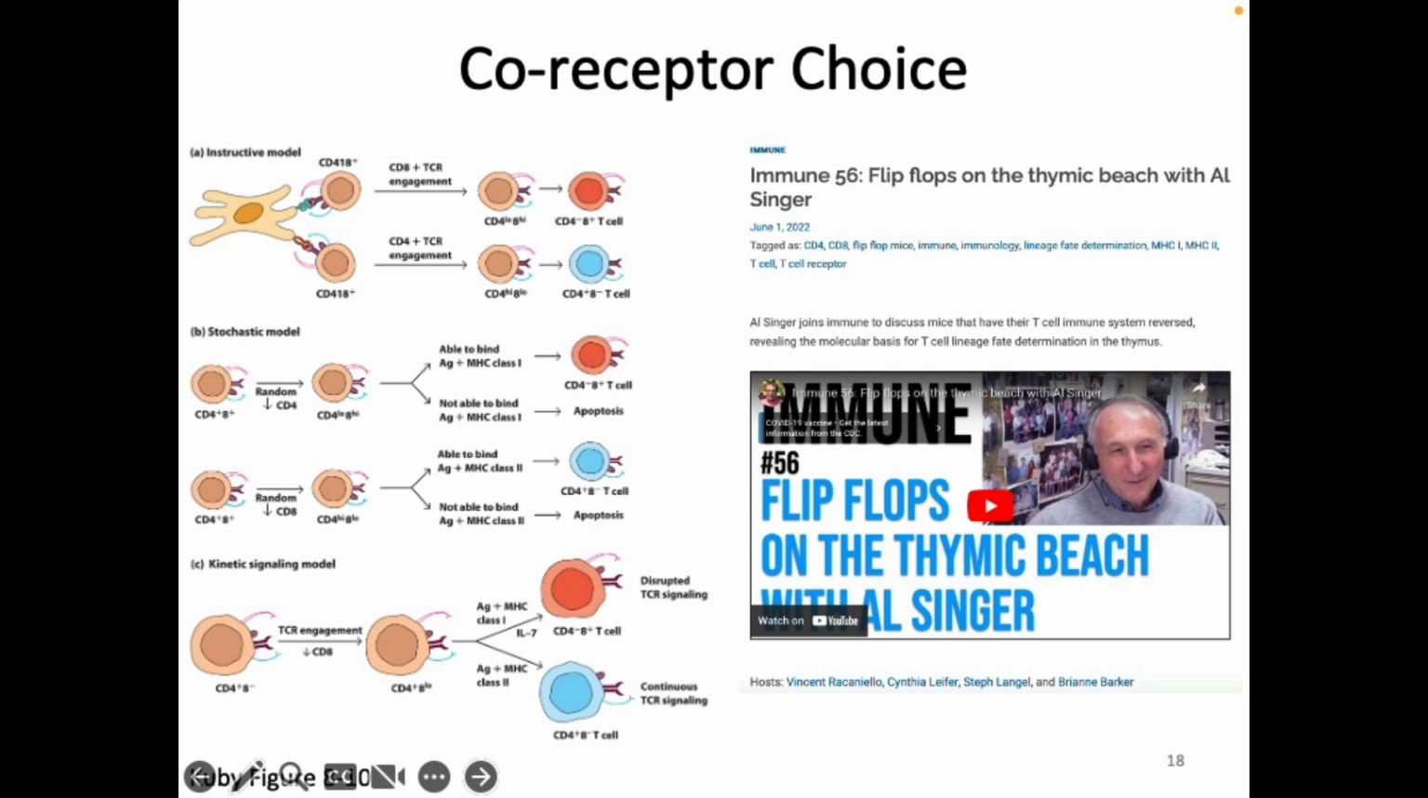There's a newer model where we actually have found out that the cell is basically finding out whether it gets a better signal from class 1 or class 2. There's something known as a kinetic signaling model. It's basically about how long it gets signal that tells it whether it's getting signal from class 1 or class 2. If you'd like to know more about the model, we interviewed the person who did the work to understand this model on our podcast, and so this is the episode.